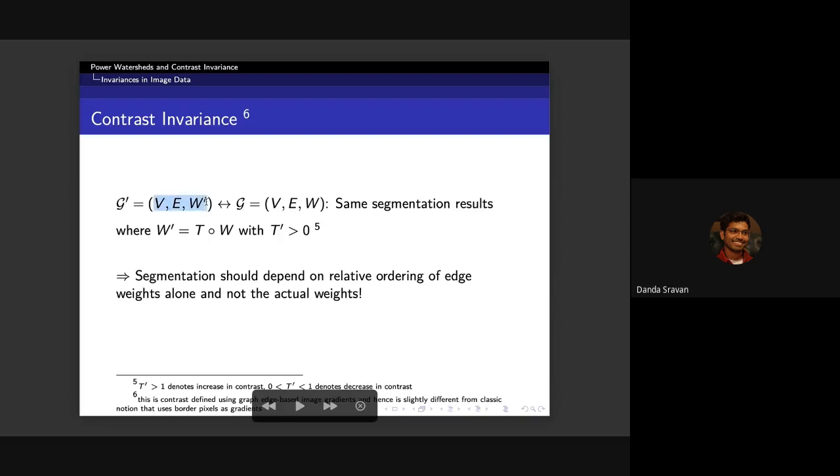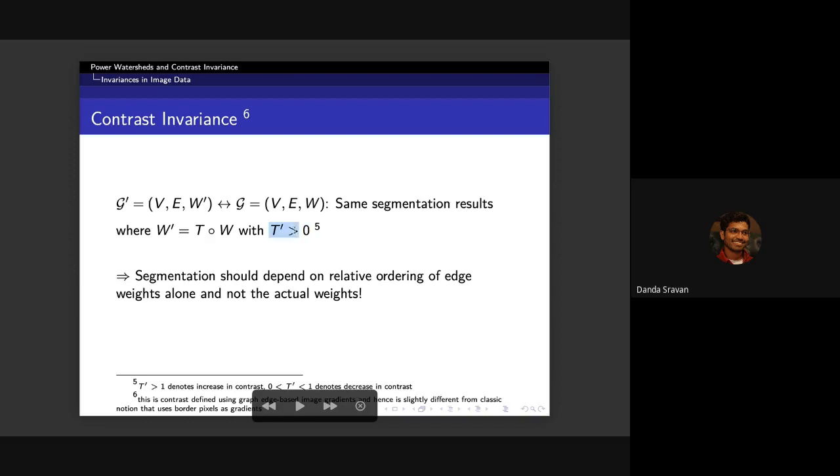if I have an original graph with vertex set V, edge set E, and the weights are given by a function from the set of edges to the non-negative real numbers, what I do is transform the edge weights such that the relative orders are preserved. Meaning, I use a composition, transforming all the edge weights such that the orders are preserved.